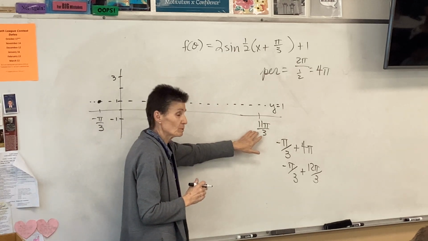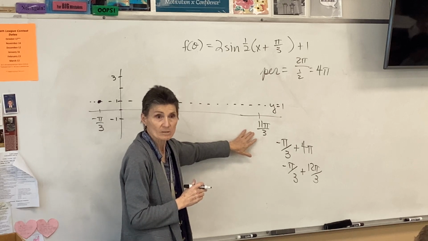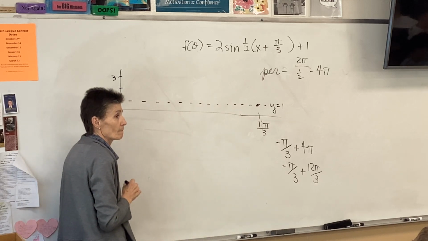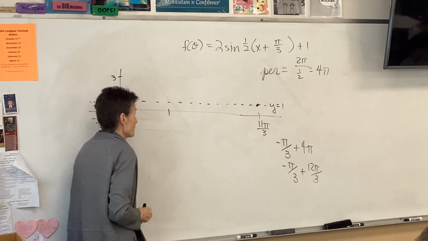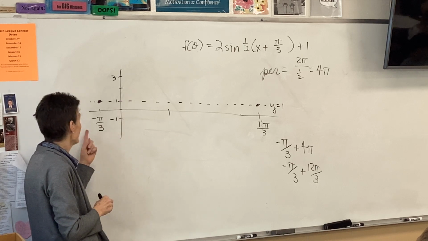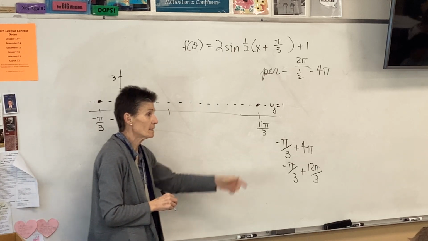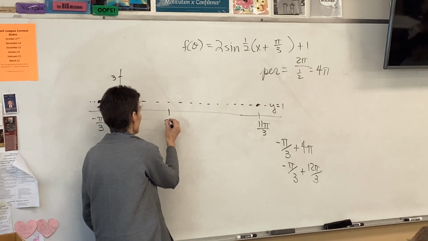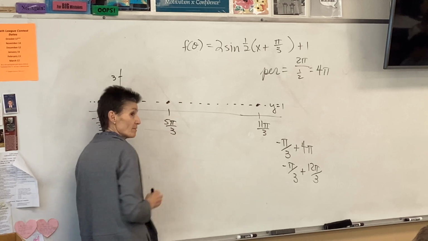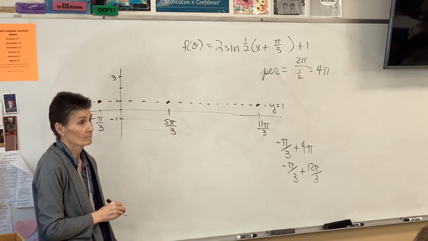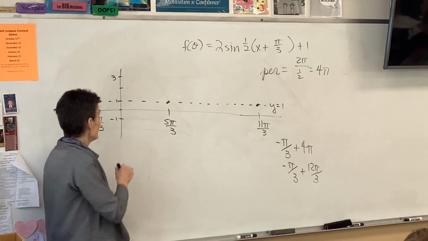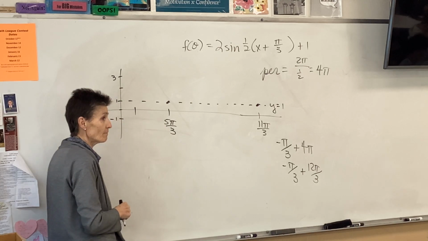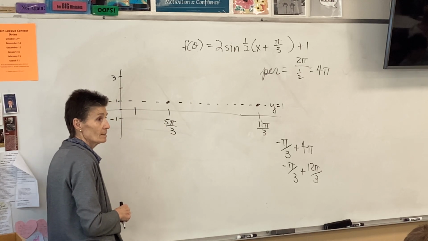Now, what happens to the sine curve at the end point? It's on the midline. Now, halfway in between would be what? -1 to 11. Halfway in between is 5 pi/3. And with a sine curve, isn't that also on the midline? Now, halfway in between these guys, -1 and 5, halfway in between is 2.